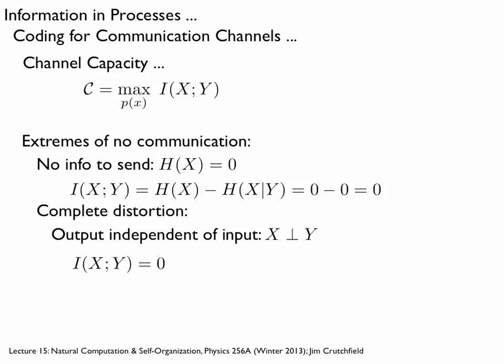And it's helpful to think about at least two extremes of communication. The first is, I've got nothing to send. The input is just a completely biased coin, all heads, whatever. So the source entropy is just 0. Okay. Well, what's this mutual information, the channel utilization in this particular source case?